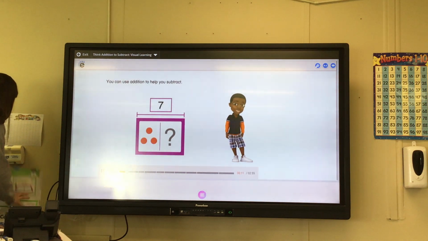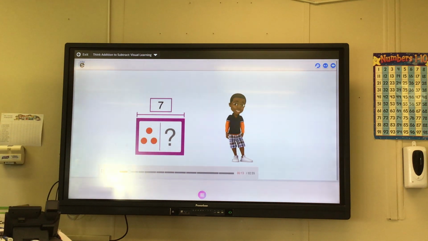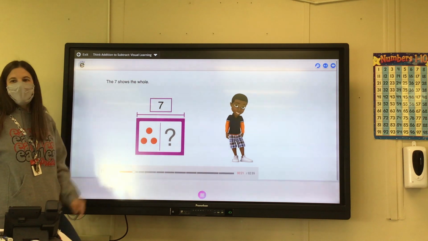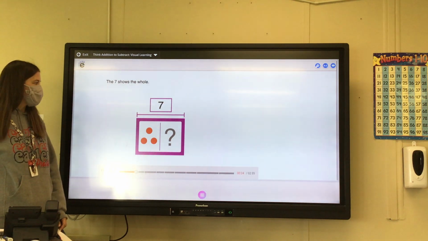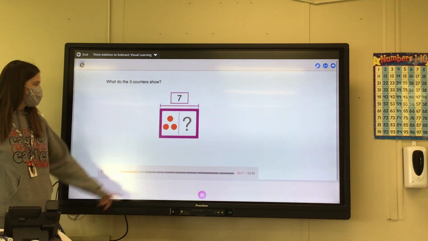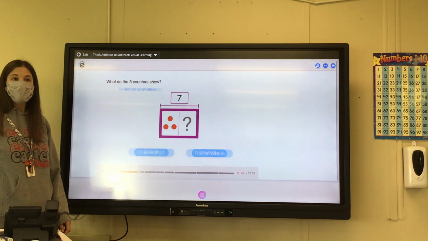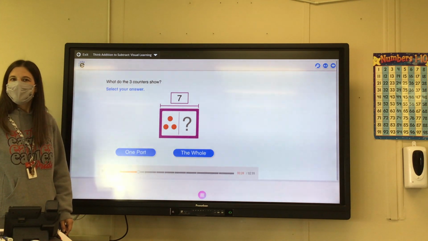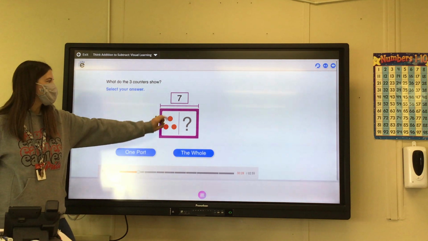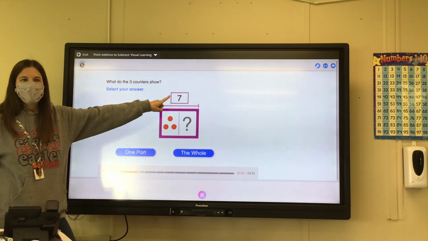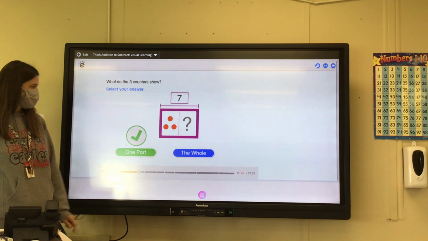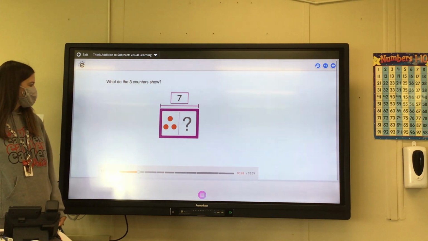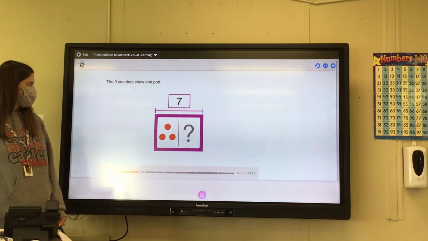You can use addition to help you subtract. Look at the picture. What does the 7 show? The 7 shows the whole. Right? We learned that yesterday. What do the 3 counters show? The part. Is the 3 counters one part or the whole? One part, right? Because this number up here was the whole. This is one part. The 3 counters show one part.